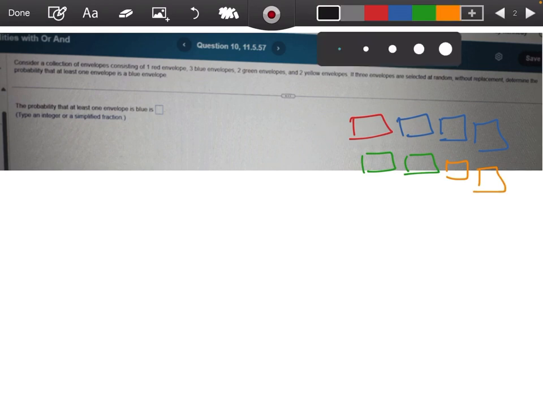Okay, so now if I keep reading, it says we're going to pick three envelopes, selected at random, without replacing. So once we choose one, we're not putting it back in the bin, right? It says determine the probability that at least one envelope is blue.